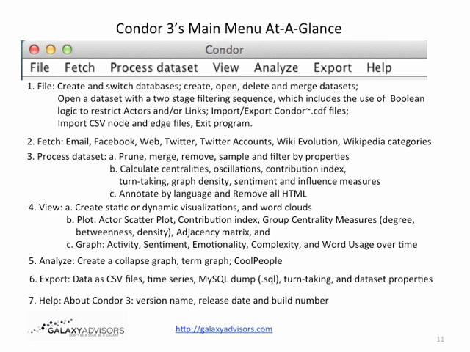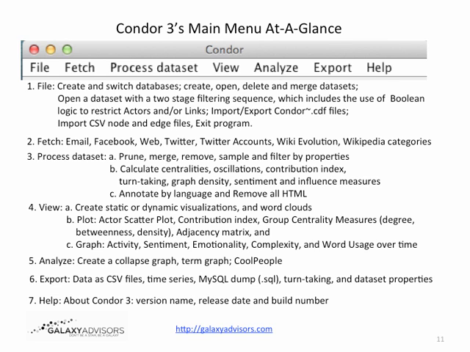In the third menu item, Process Data Set, along with the View, the next one, are probably the two most sophisticated of the menu items in Condor. Process Data Set enables you to prune, merge, remove, sample, and filter by properties. Very powerful, especially if you're dealing with gigabyte-sized data sets and you want to say, I just want to take a 1% sample out of my 75,000 nodes. I want to prune these particular ones. I want to merge. I want to remove, and so on. A very, very powerful way to subset your data.